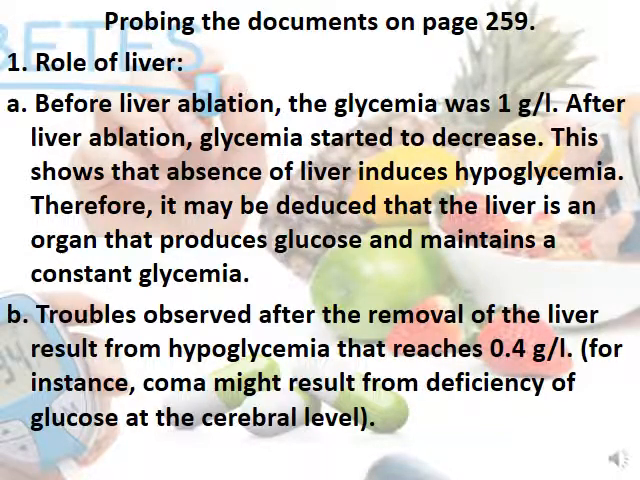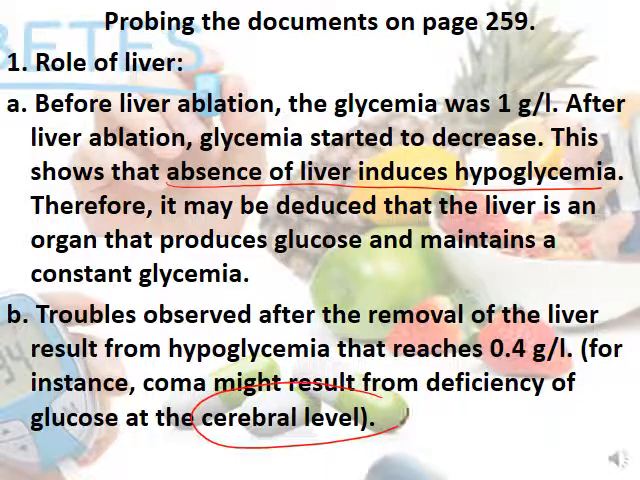Okay. Role of the liver. So before the ablation of the liver, the glycemia level was 1 gram per liter. After liver ablation, the glycemia started to decrease. This showed that the absence of liver induces hypoglycemia. So therefore, we can deduce that the liver is an organ that produces glucose and maintains a constant glycemia. Troubles observed after the removal of the liver result from hypoglycemia that reaches about 0.4 gram per liter, might result in deficiency in glucose at the cerebral level.